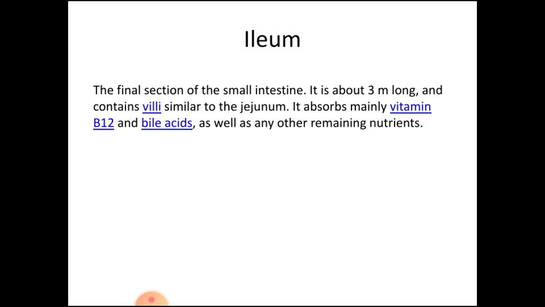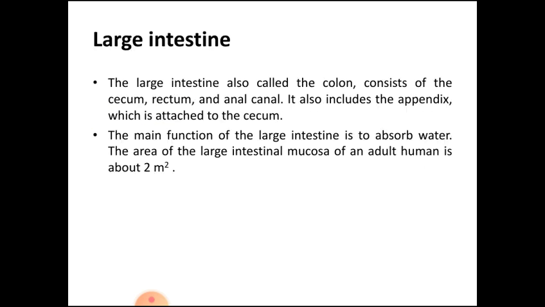The last part of the small intestine is known as the ileum. This final section of the small intestine is about 3 meters long and contains villi smaller than those of the jejunum. It mainly absorbs vitamin B12 and bile acids, as well as any other remaining nutrients.